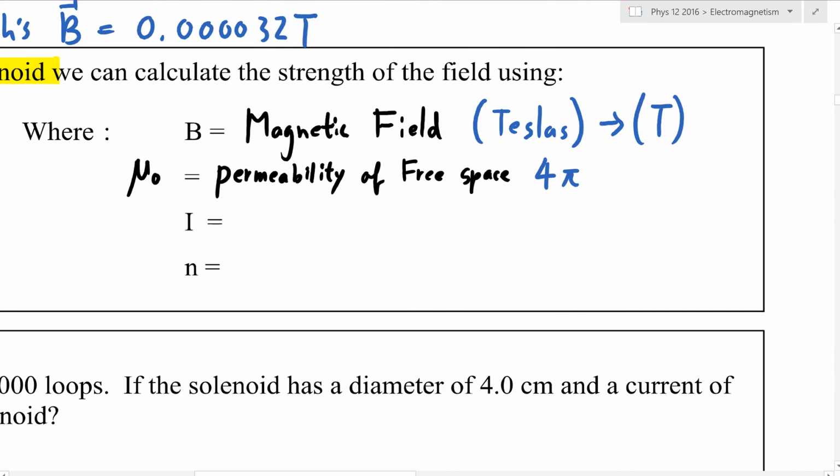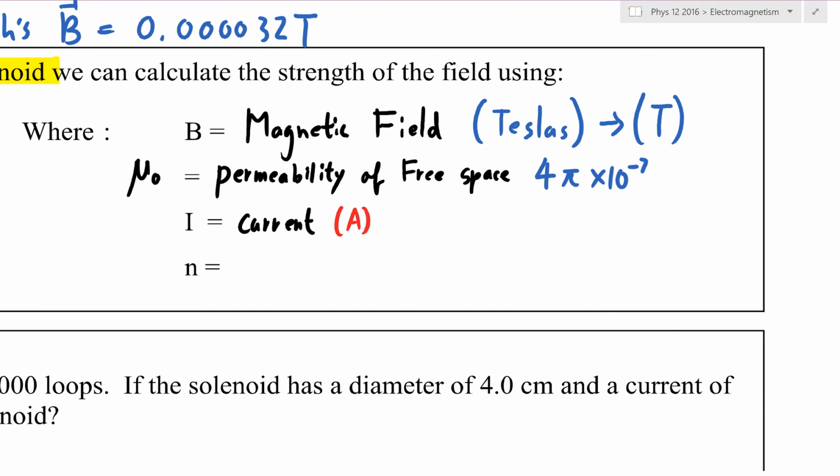That number is on the formula sheet. So it's 4 pi times 10 to the negative 7. Okay, so 4 pi times 10 to the negative 7. Okay, current. Well, I is current, which is measured in ampere. I don't think we need to concern about that too much.